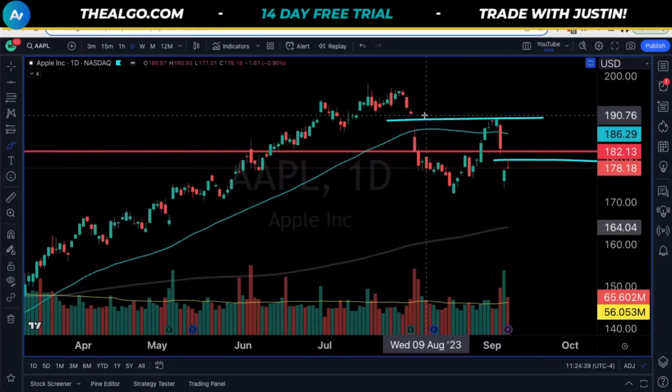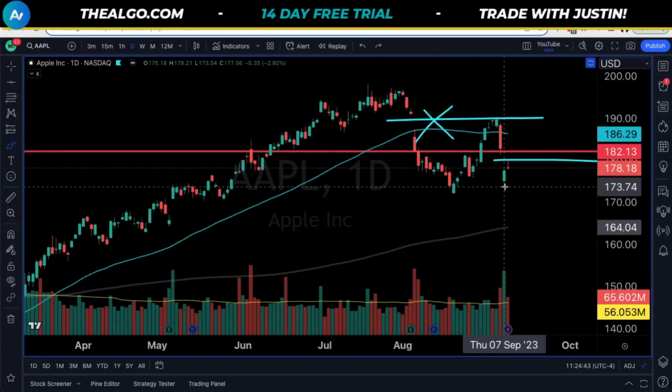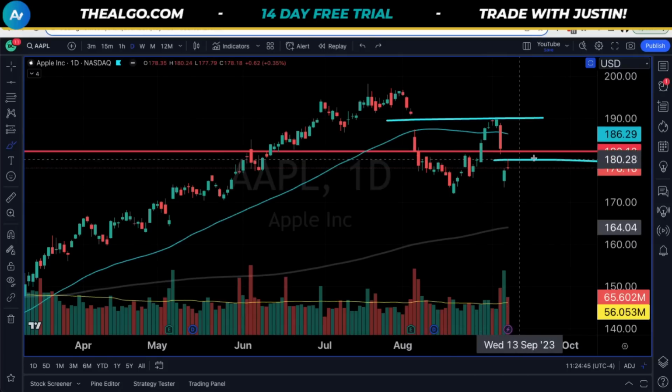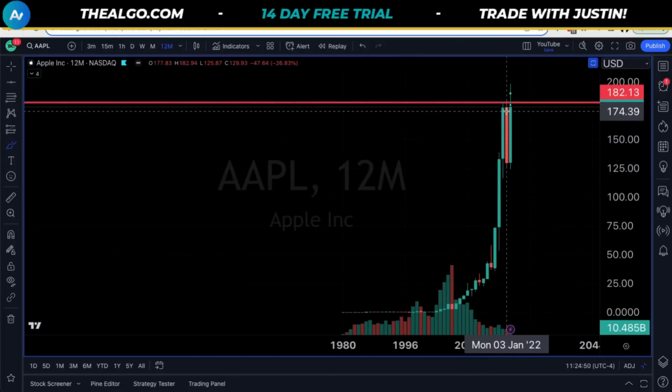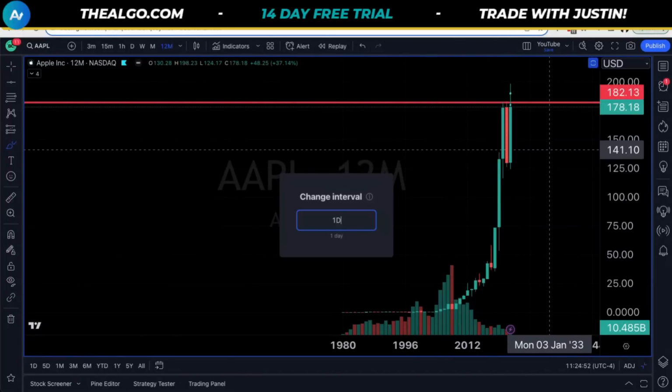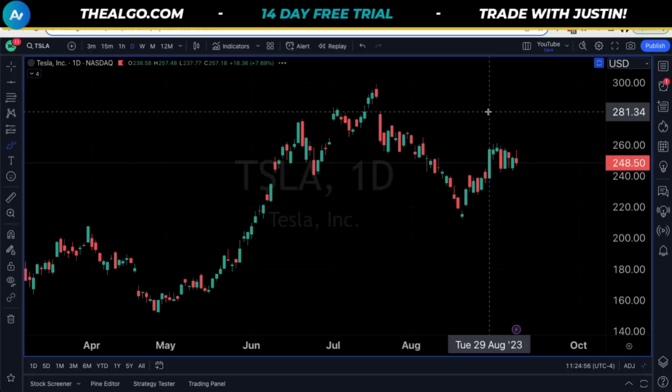Looking here to Apple, Apple did not fill the first gap. It did not fill the second gap. It has now spent multiple days below, meaning 3, and it is also back below its 2022 high at 182.94. So being back below the red line, it's not good. It's not good at all.